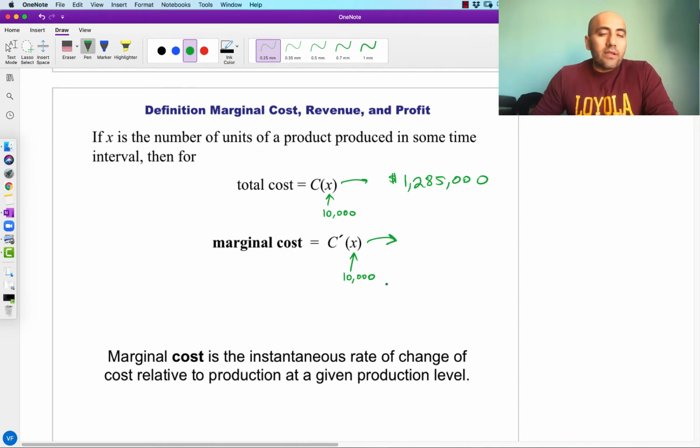Like if I wanted to go from 10,000 bicycles and I wanted to upgrade it to 10,001, just one extra bicycle, how is my cost function, my total cost function changing? This is an equation that will give me that. When I put in 10,000, it'll tell me how this cost function is changing with one extra unit, right? So it's the instantaneous rate of change of the cost function. That's the marginal cost.